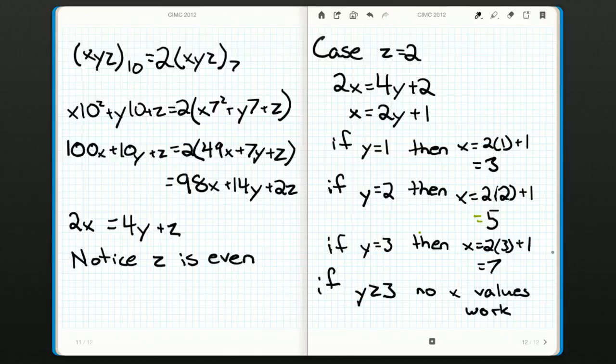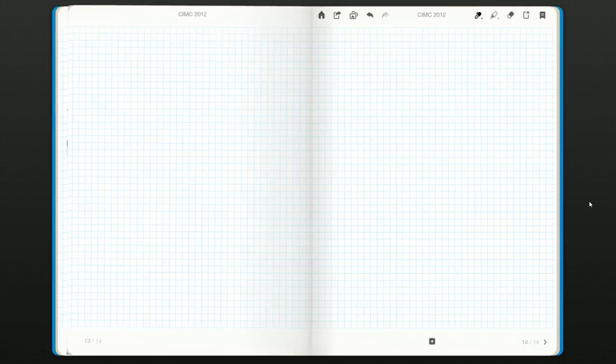So for our z equals 2 case, we're all set. We got 2 possibilities coming from that. And let's take a look at something else.